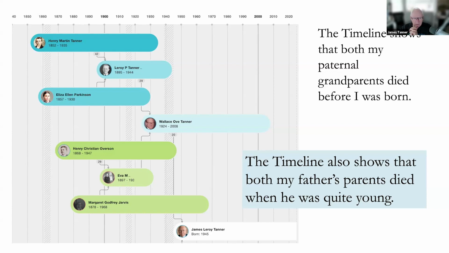And my one grandmother, Margaret Godfrey Jarvis, was a professional photographer and took over 4,500 images that I managed to inherit. So there's a lot of connection here, even though I did not know, other than Margaret, I did not know anyone else.